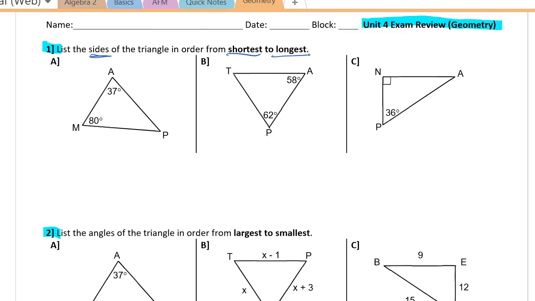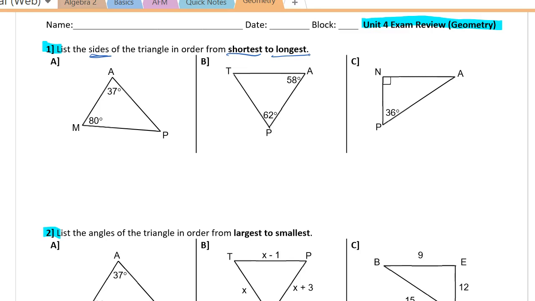Remember that if we have 3 angles in a triangle and they're not congruent, then the longest side is opposite the largest angle and the shortest side is opposite the smallest angle. And the vice versa works for that. If I have 3 sides of a triangle that are not congruent, then the largest angle is opposite the longest side and the smallest angle is opposite the shortest side. So we have that relationship happening.